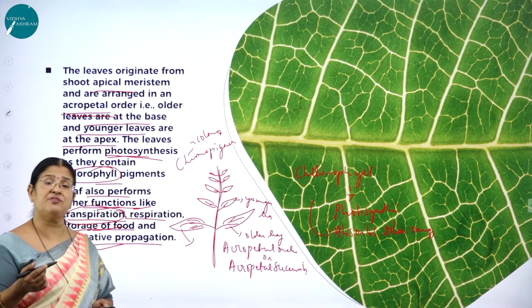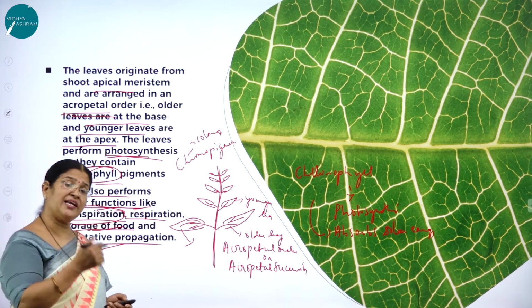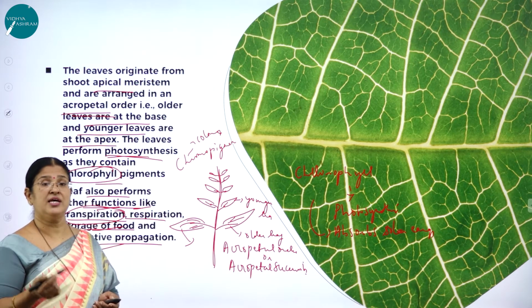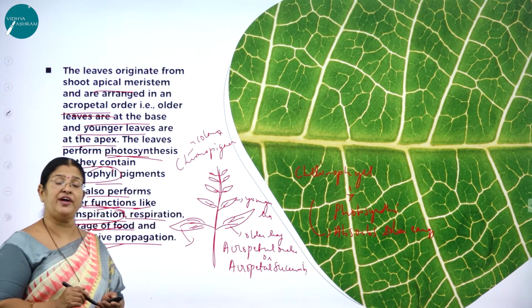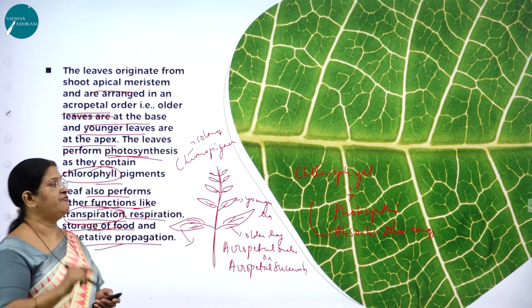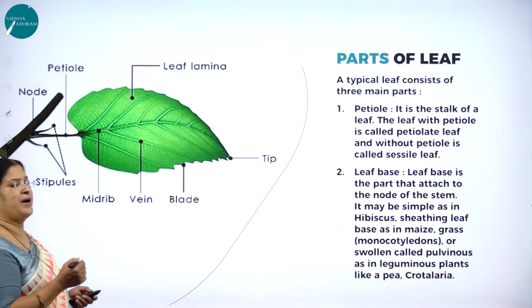See how the leaf itself gets modified. Other than carrying on the process of photosynthesis, sometimes even the leaves get modified. Why do they get modified? To perform some special functions. Let us study all that in this session. Let us study the parts of a leaf.